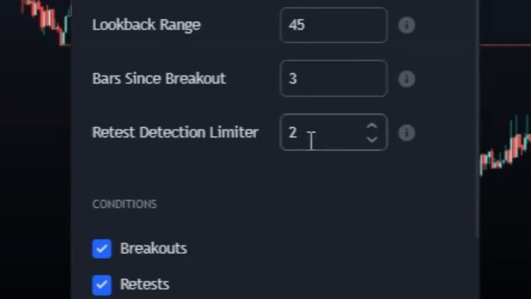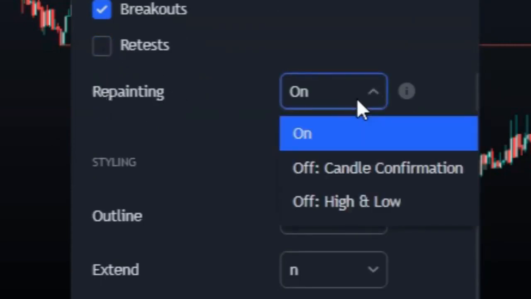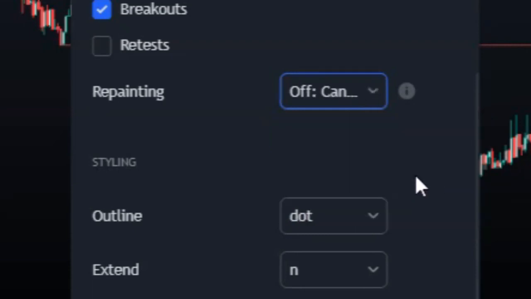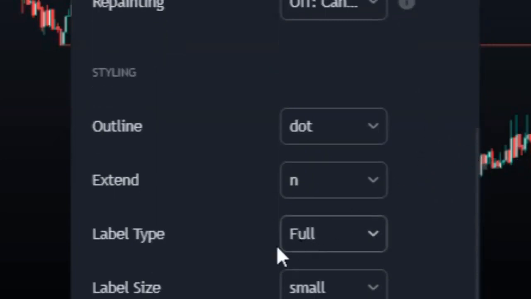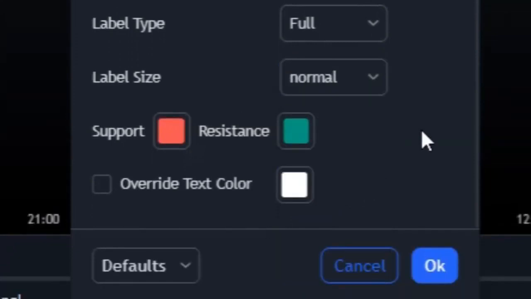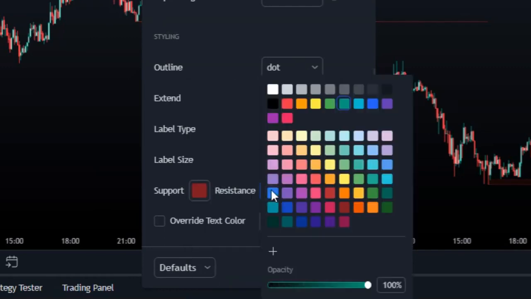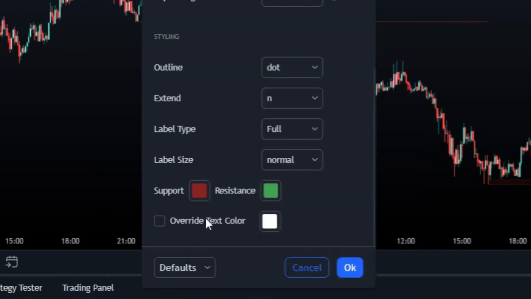Now we definitely gotta disable the retest options. And to avoid any repainting issues, we gotta change the repainting option to off and candle confirmation. Then we should probably make the text labels a little bigger. And then you can change the colors however you want. And we also gotta activate the override text color option.